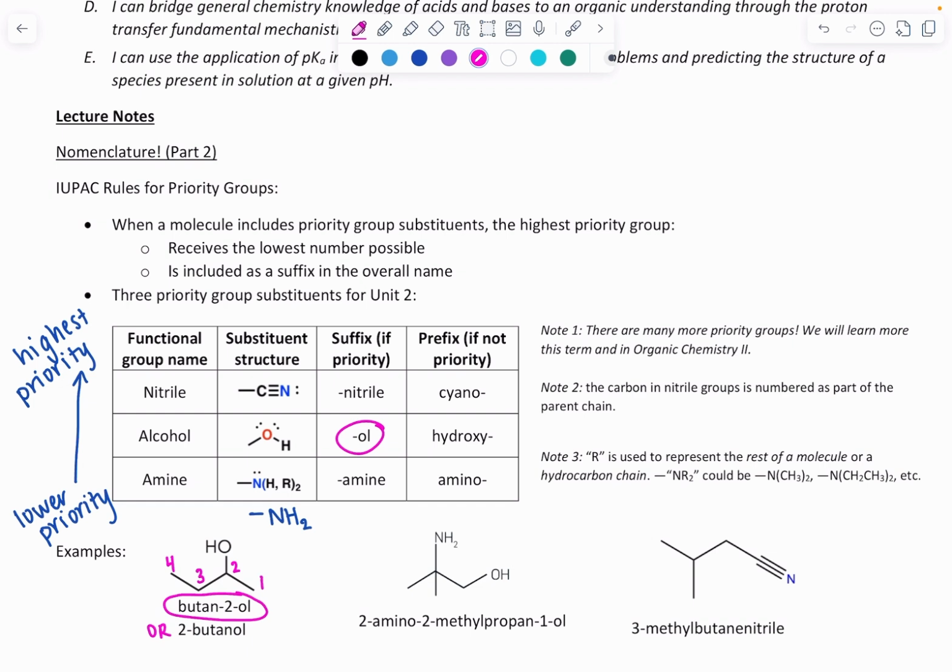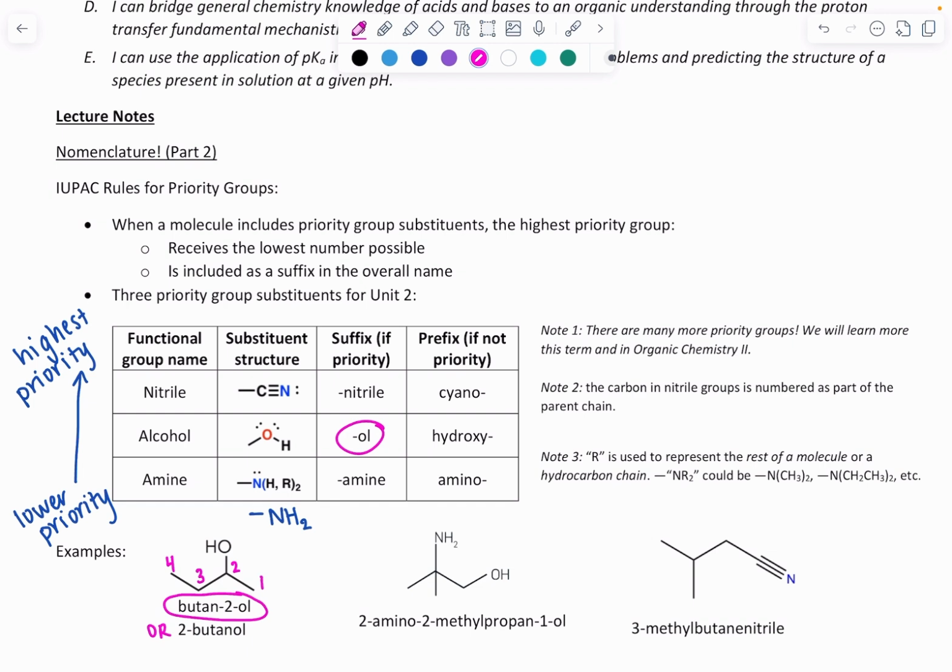2-butanol, the second one that's listed here, is okay because there's only one thing in the name that could receive a number, and that is the alcohol. So it's okay to put the 2 in front. But like I said, I recommend the first one because if you do have more substituents, then you need the 2 to be right next to the -ol. Again, you're going to see both, so just make sure you can interpret both.